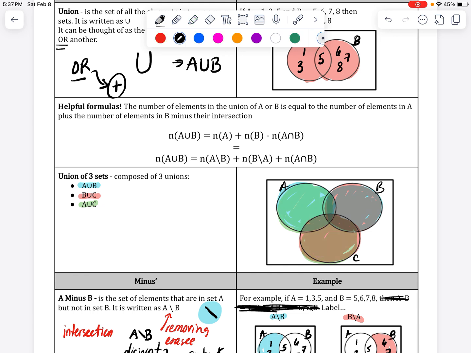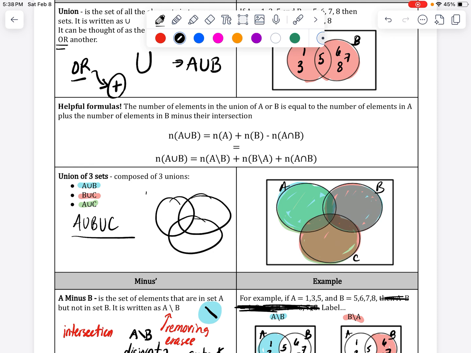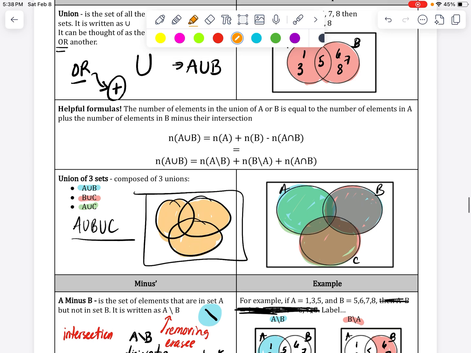One thing that isn't written here is A or B or C. That would just be, in a Venn diagram, all of the circles colored in. So that would look like this. We're basically adding up all the shading for A, B, and C.